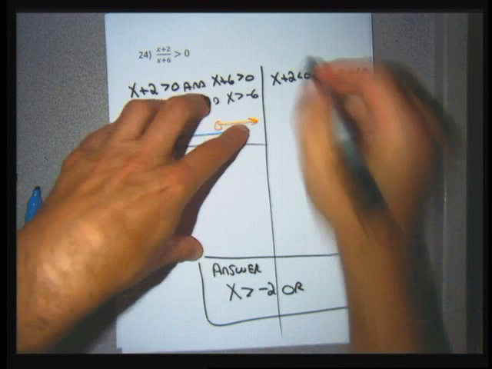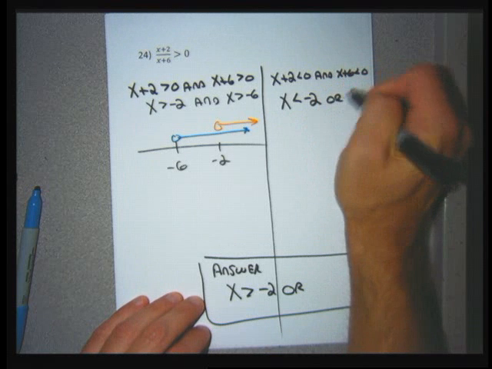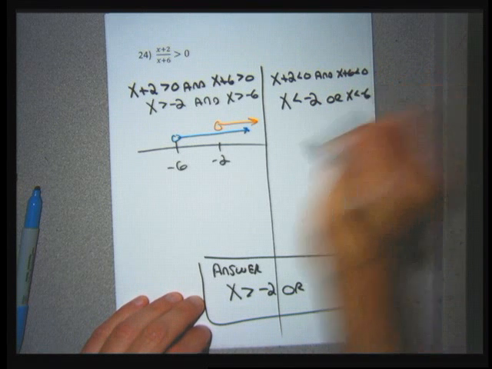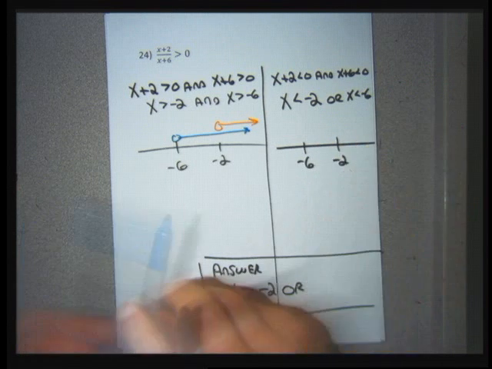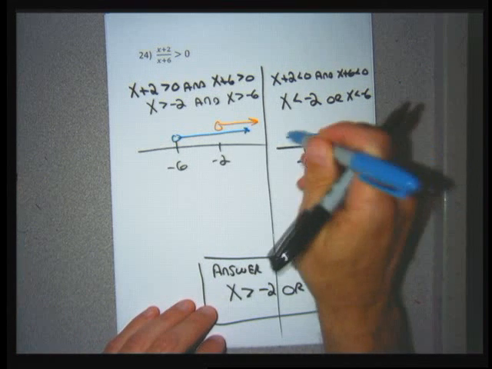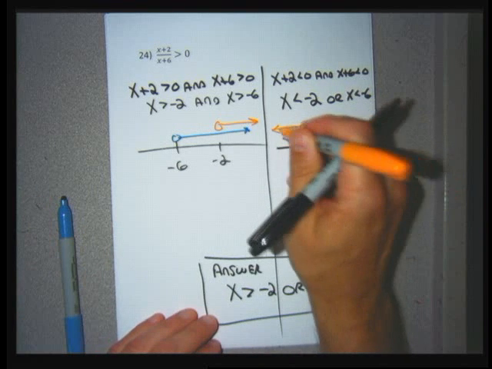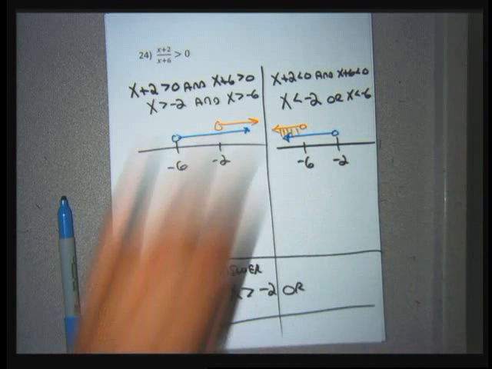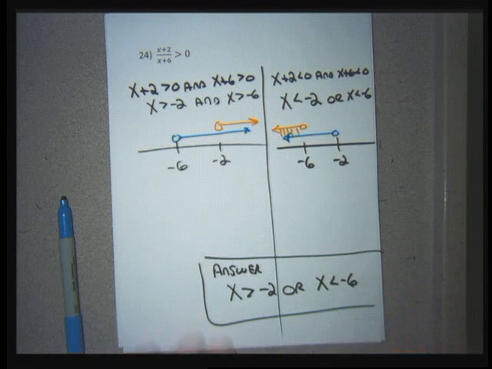This next region, I get x is less than negative 2 or x is less than negative 6. Find negative 2 and negative 6 on my number line. Go to the left for less than negative 2. Go to the left for less than negative 6. The region where I have overlapping is the x is less than negative 6 region. So the answer to this is going to be x is greater than negative 2 or x is less than negative 6.